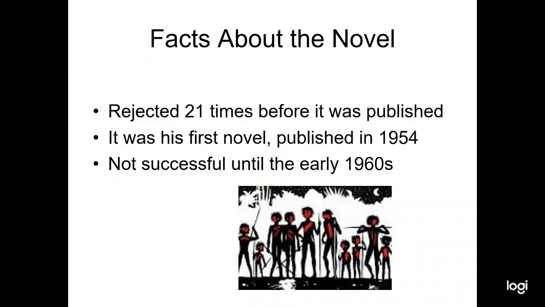This you don't need to really write down. I just think it's worth mentioning for those of us who have tried and failed at something. His novel was rejected 21 times before it was published. And then when it was published, it took about a decade for it to become successful. So if you feel like, oh, I'm never going to make it, Golding felt the same way. And he ended up being an author that was very revered. So persistence pays.